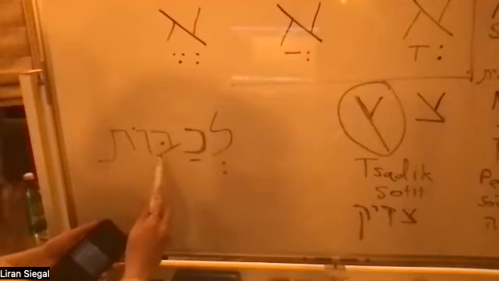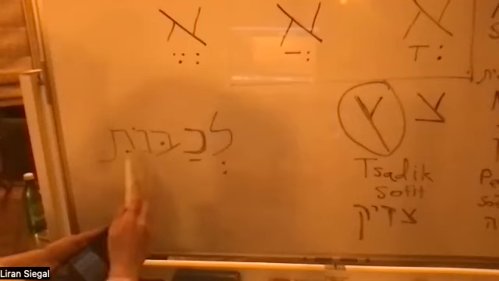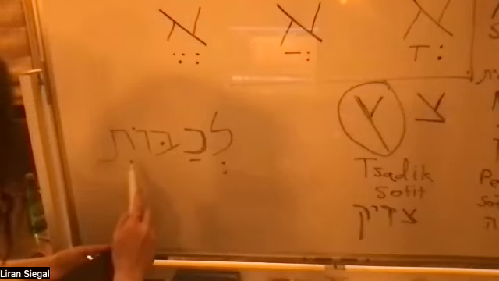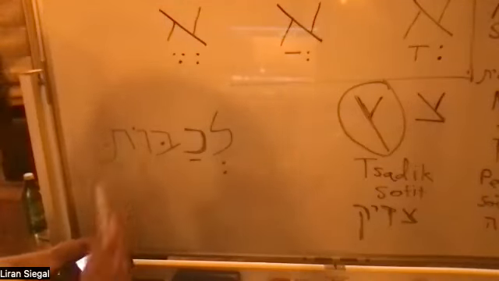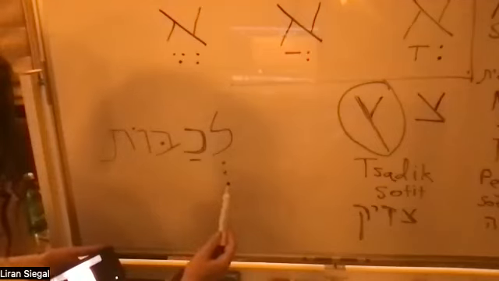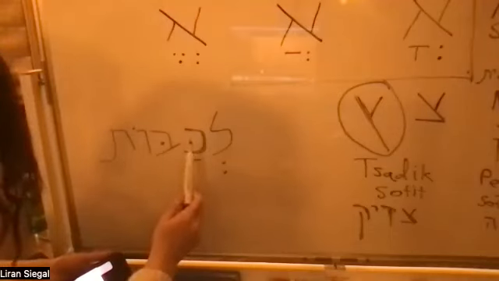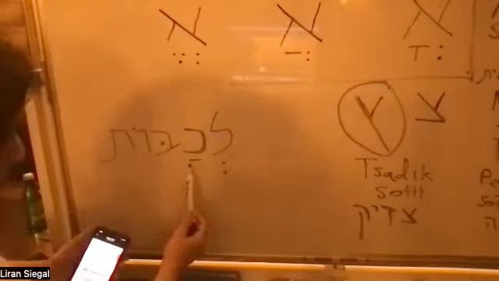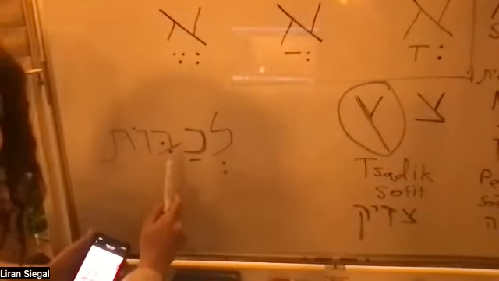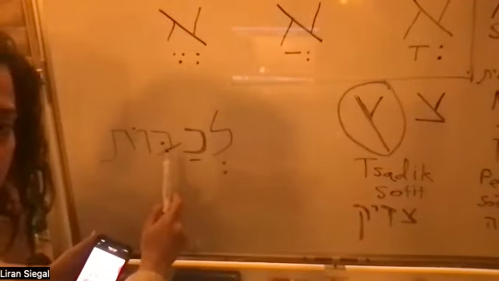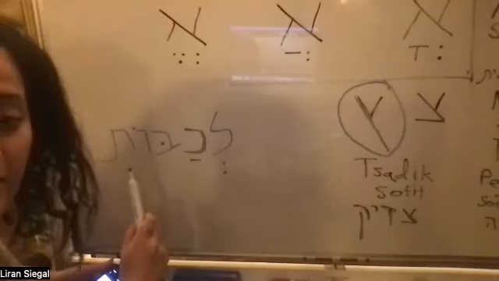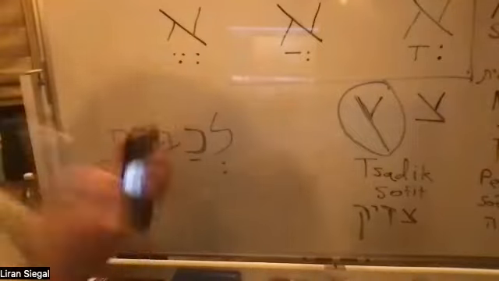So kaf, lamed kaf. Bet. Vav. Yes. Great. Lamed, kaf, bet, vav, taf. Okay. So what would lamed sound like if it has these two dots underneath it? Le. Yes. And then what does this kaf sound like if it doesn't have a dot in the middle? Ka. But this bet has a dot in the middle, so it's a bet. Yes. So, lechabot. Yay! We have a winner.